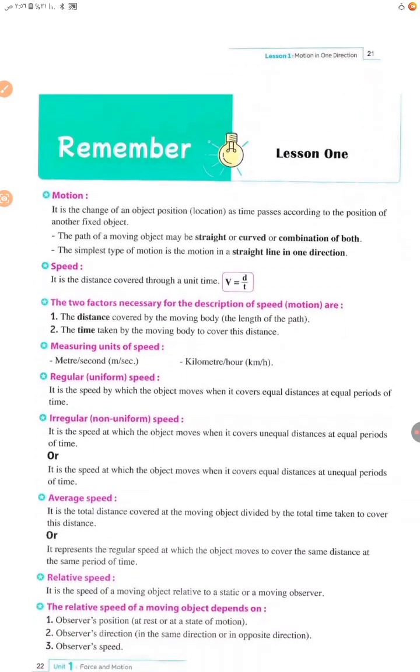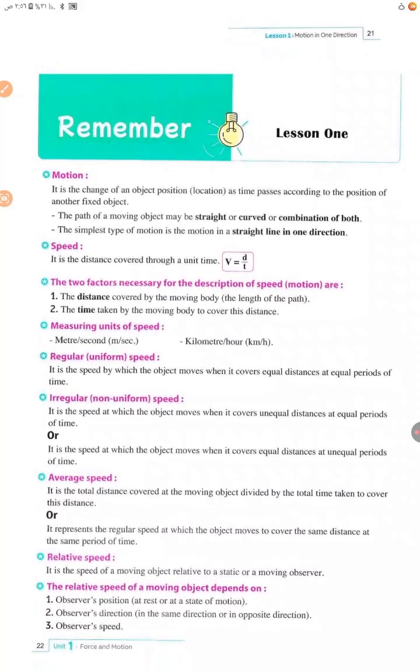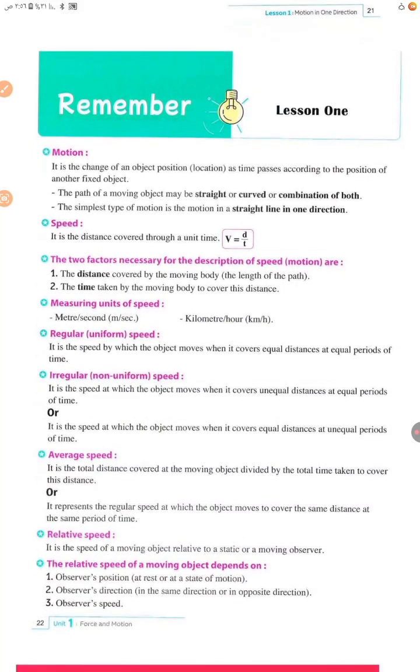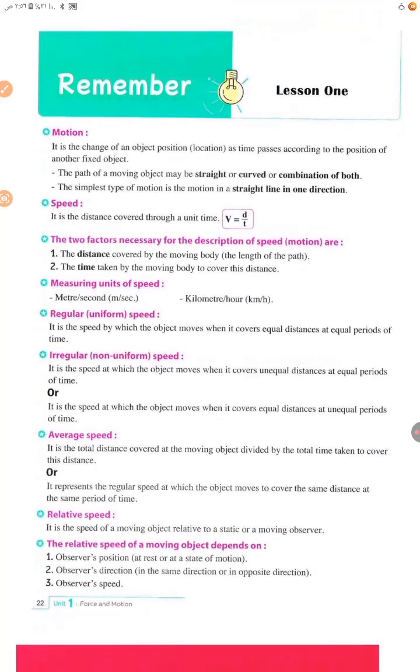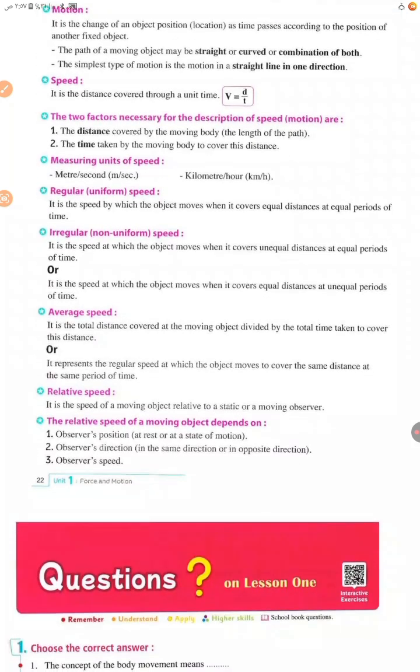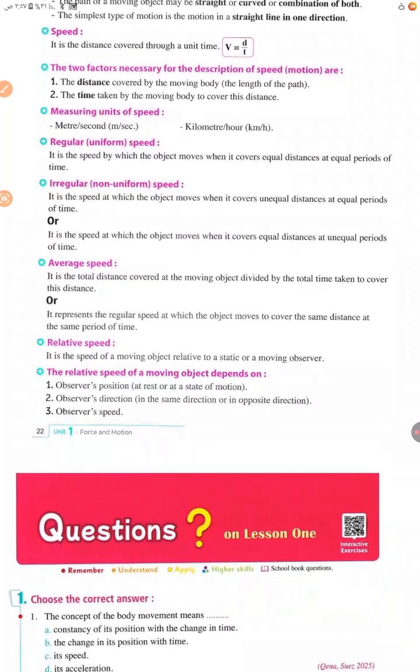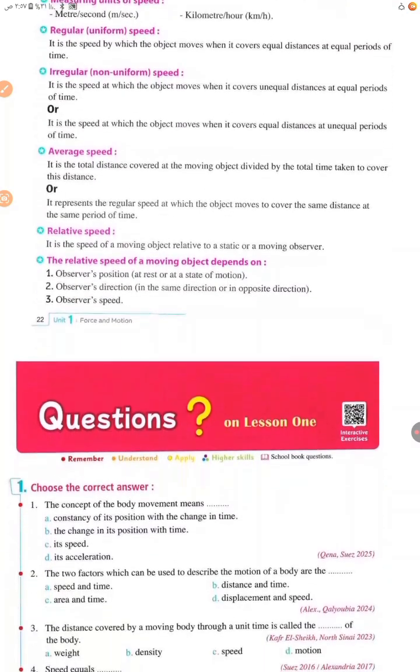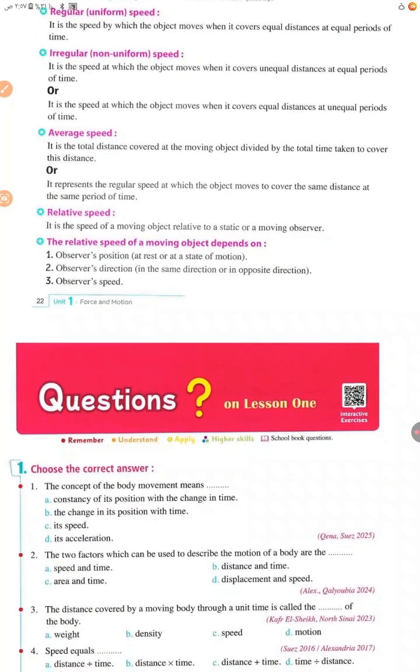ودي تعريفات. التعريفات للمفاهيم اللي خدناها: الموشن، تعريف الموشن، السبيد، the two factors necessary for the description of the speed اللي هما distance والtime، measuring units، والregular speed والirregular speed والaverage speed والrelative speed، والrelative speed of a moving object depends on.